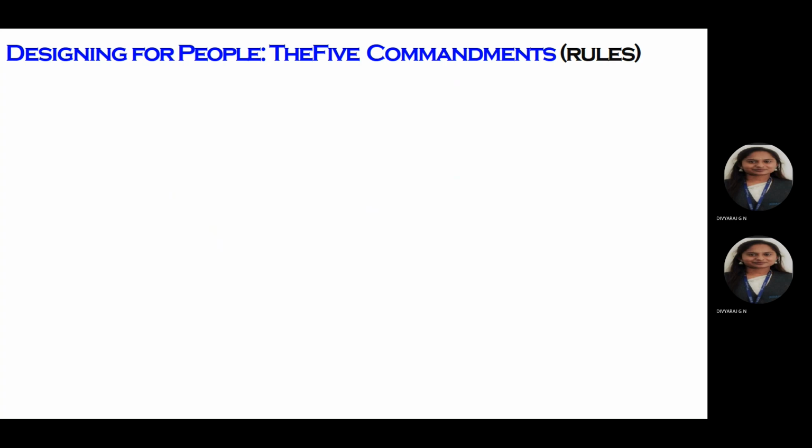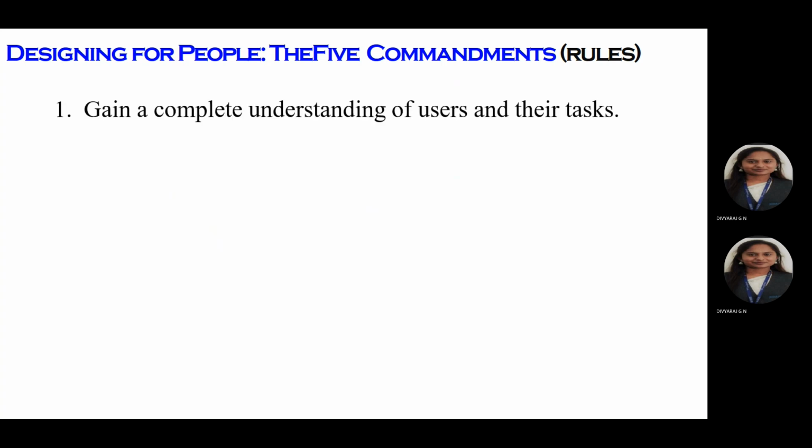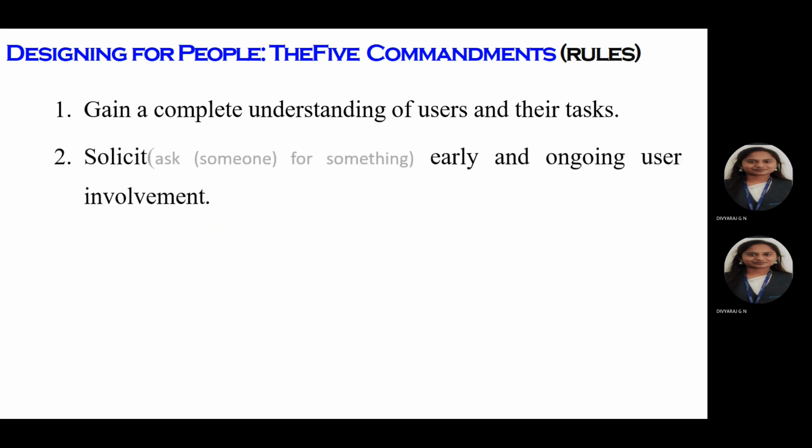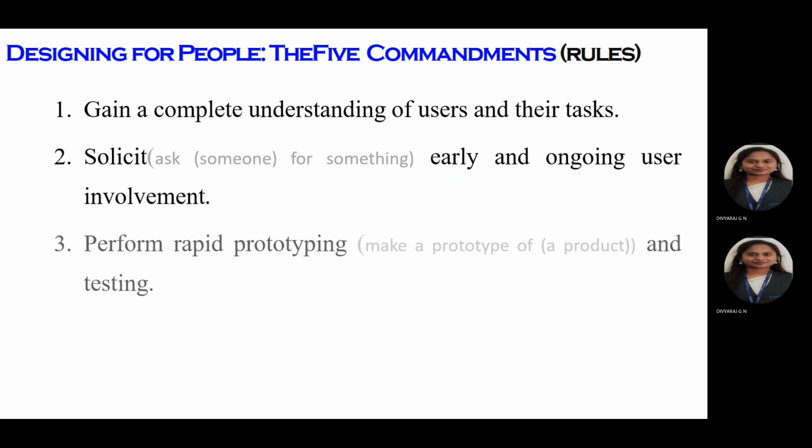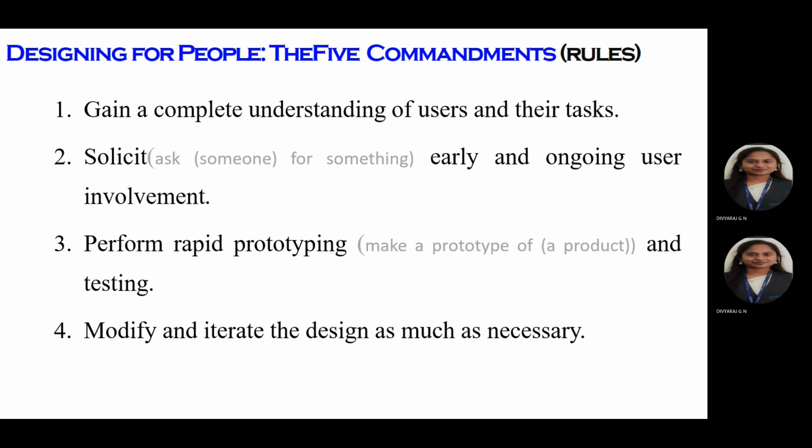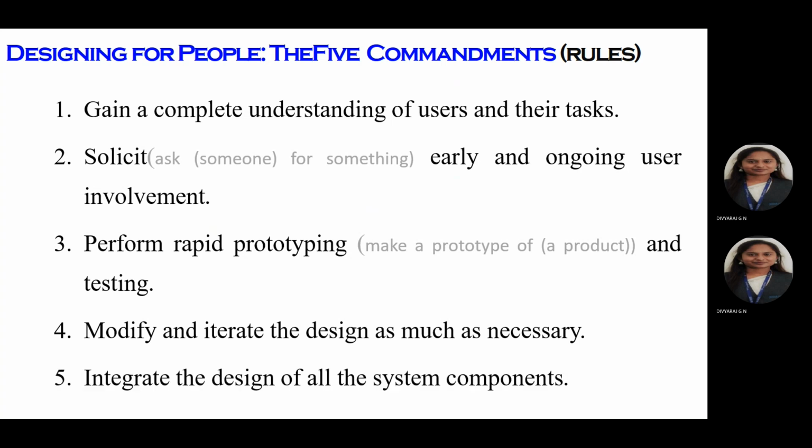Design for the people, they have 5 commandments. Gain a complete knowledge and understanding of users and their tasks, solicit early and ongoing user involvement, perform rapid prototyping and testing, modify and iterate the design as much as necessary, and integrate the design of all the system components.